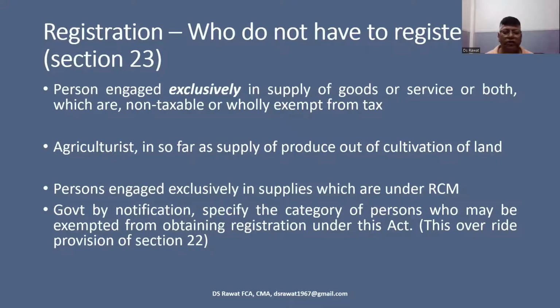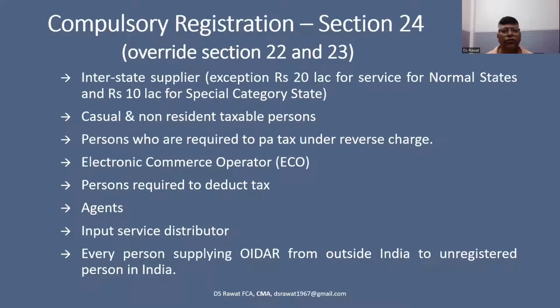Similarly, the government, by notification, can specify the category of persons who may be exempted from obtaining registration under this Act. We have to take note that this section 23 overrides the provision of section 22. Now we come to the compulsory registration under section 24. This section 24 overrides the provisions of sections 22 and 23.